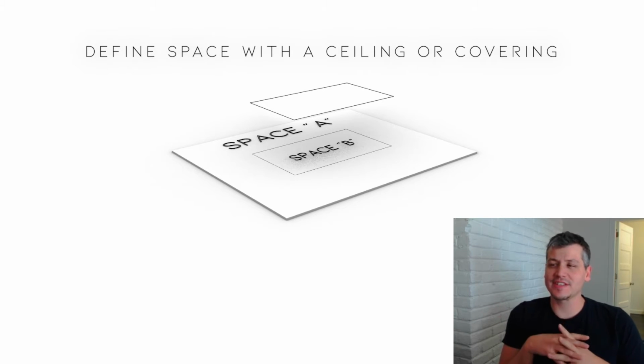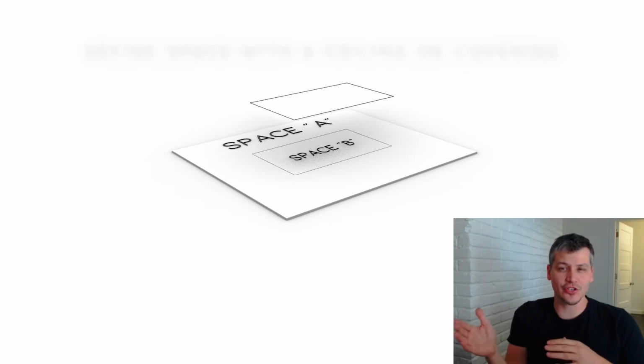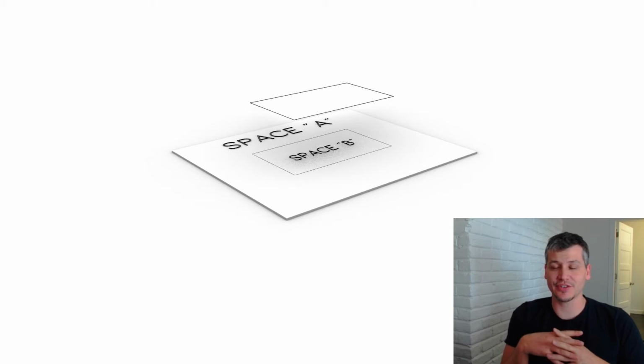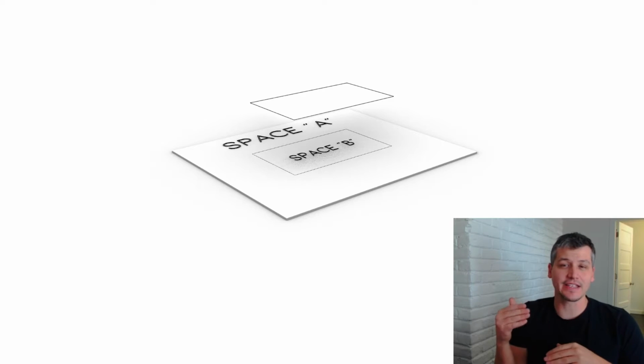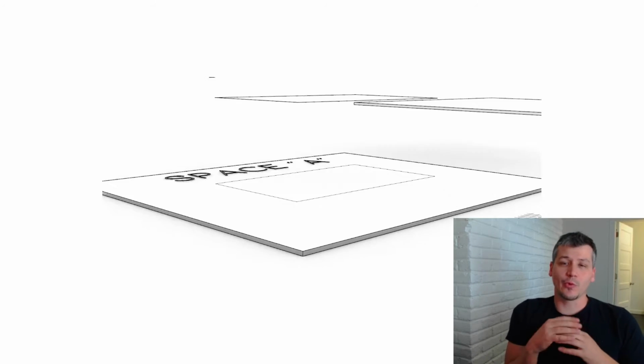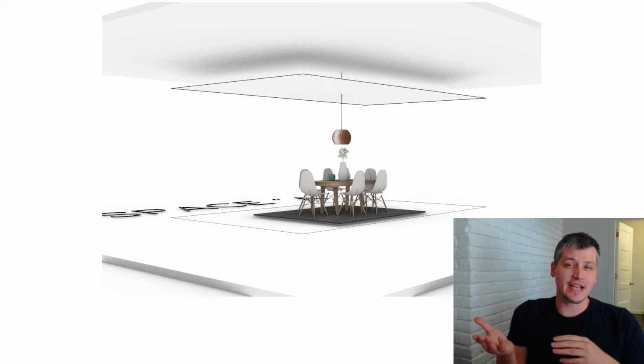So another way to define space is with a ceiling or a covering. In this diagram, you can see that space A is this large open space, and much like the texture example, you can create a ceiling plane or a covering that starts to identify a different space, a space within a space. Where this could become useful is, say, a dining room. So the same example that we were talking about before with a rug, you can start to do the same thing on the ceiling plane.